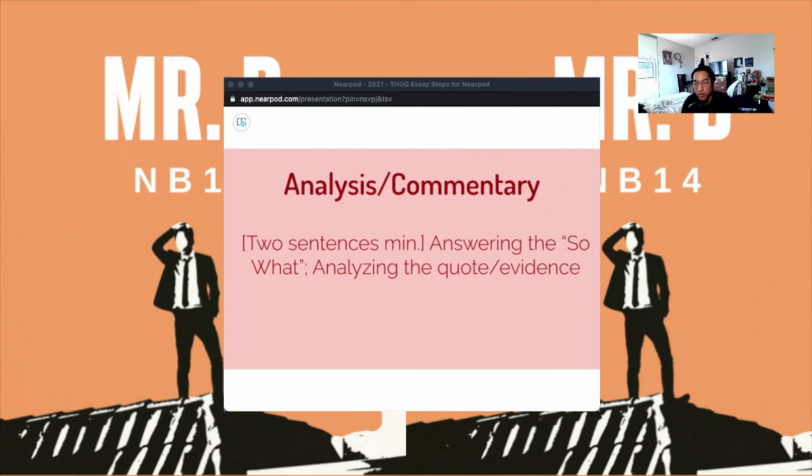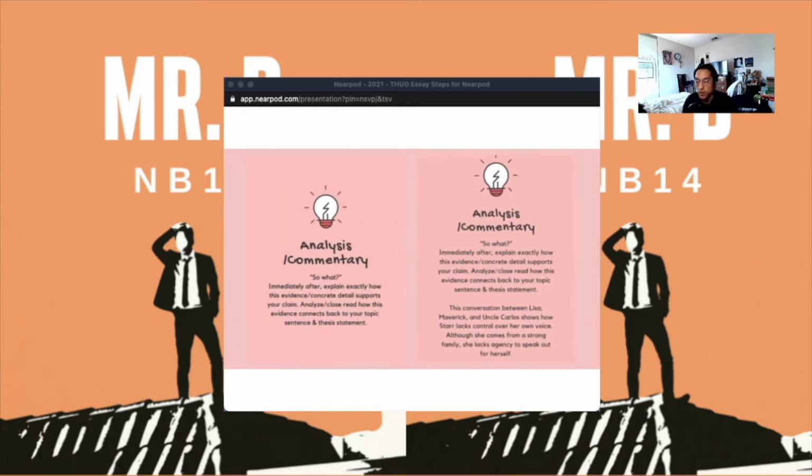All right, up next, your analysis or commentary. Per piece of evidence or concrete detail that you include in an essay, you are required to have a minimum of 2 sentences. Your analysis or commentary answers the question, so what? And it's immediately after the evidence or concrete detail that you just provided, and it supports your claim. In this case, your topic sentence, and therefore your thesis statement. This is when you're analyzing or close reading how this evidence connects back to your topic sentence and thesis statement.